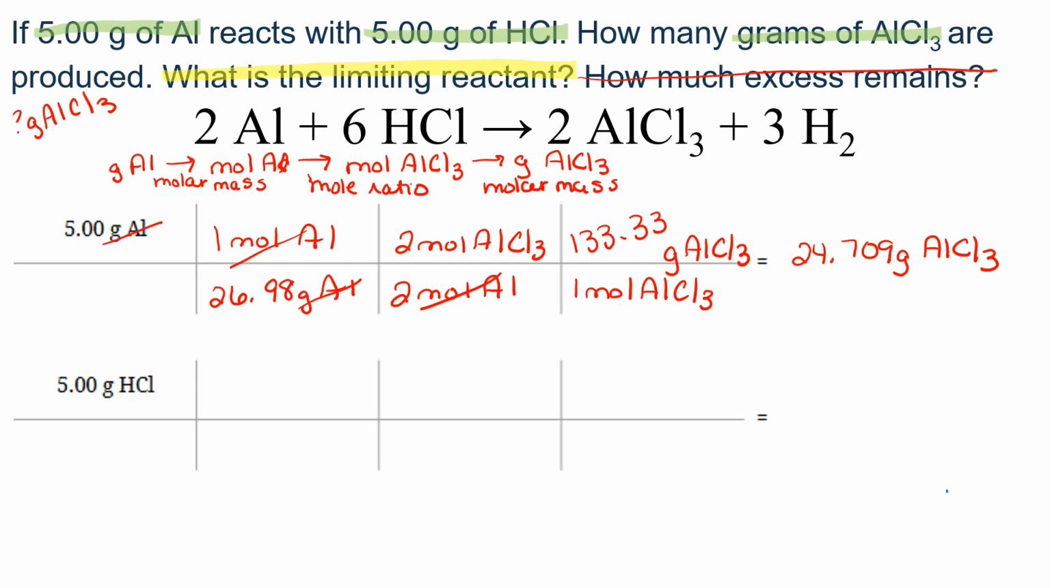So I know how much my first reactant yields. How much does my second reactant yield? So I'm going to do the same process. I'm going to start with grams of hydrochloric acid. I'm going to convert that to moles of hydrochloric acid. I'm going to use molar mass.